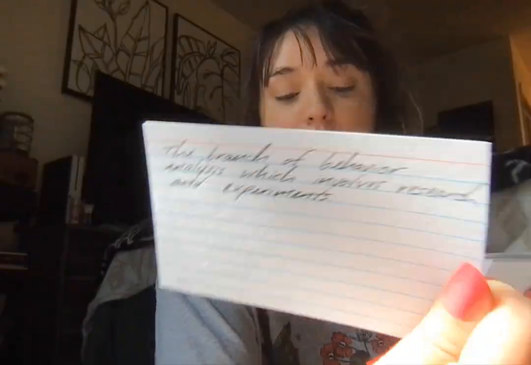Physical energy change capable of affecting an organism's sensory receptors that has specific form or pattern which as a unit has controlling effectiveness and is the result of verbal behavior. Pass. I don't know this one. The branch of behavior analysis which involves research and experiments. Experimental analysis of behavior. Okay, and then that's my timer.